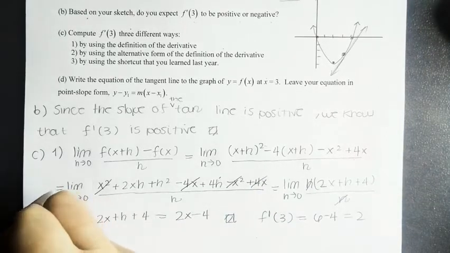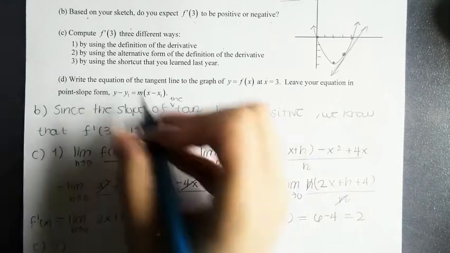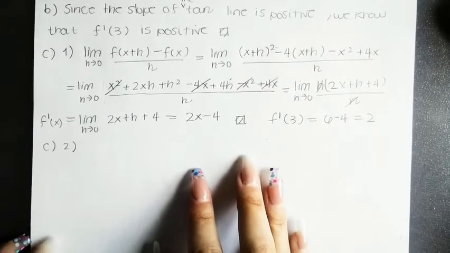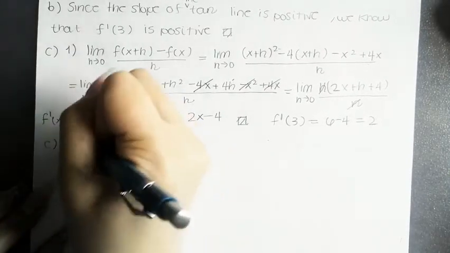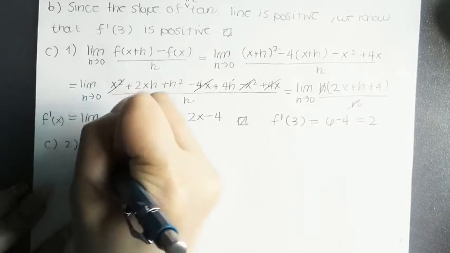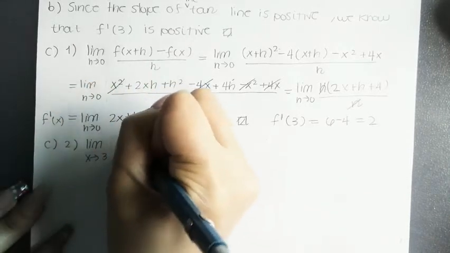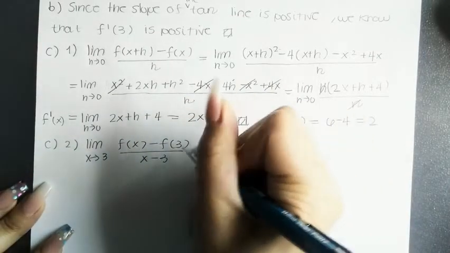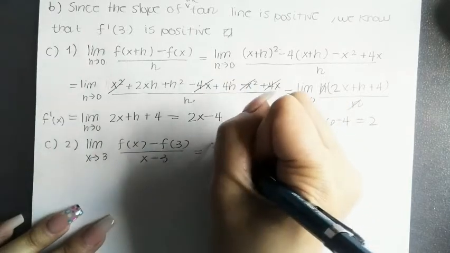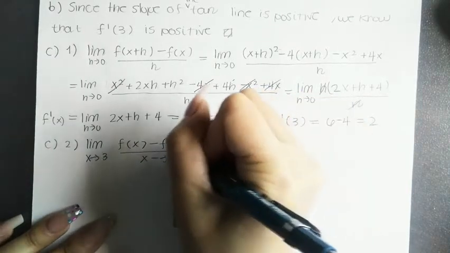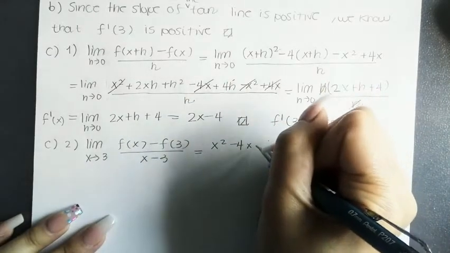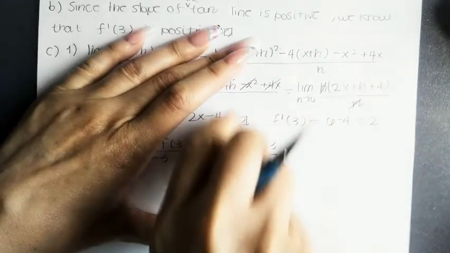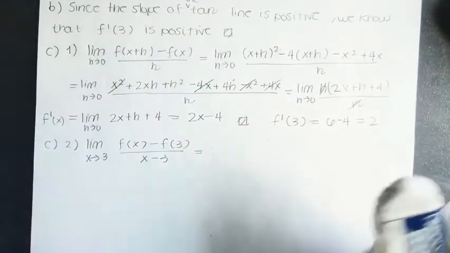Okay, now for C part 2, what you need to do is use the alternative form. Let's see the alternative form of the definition. You know that it's the limit when x approaches 3 of f of x minus f of 3, and you're going to see that this one is not as long as the previous one. This is going to be equal to what? X squared minus 4x, and then when you plug the 3 there, we already said that it was negative 3, so it's plus 3 divided by, and I forgot to write my limit, so let's do it again.